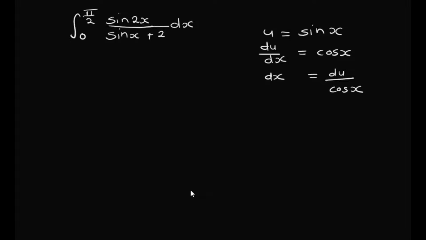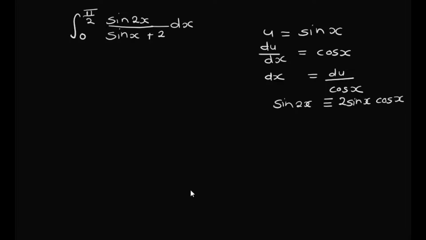We also have sine 2x. You know the identity: sine 2x is equal to 2 sine x cos x. We also need to change the limits. It's a requirement, because those are x values and we need to convert them into u.